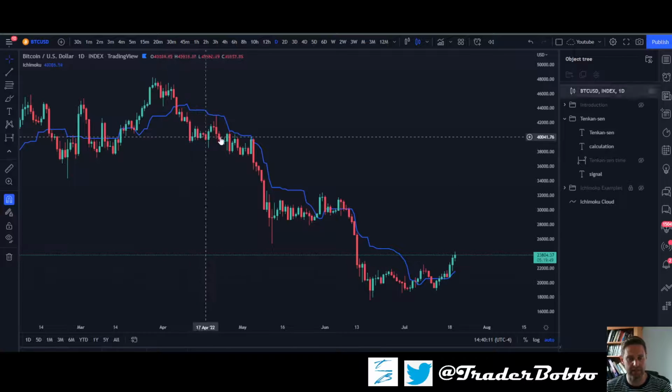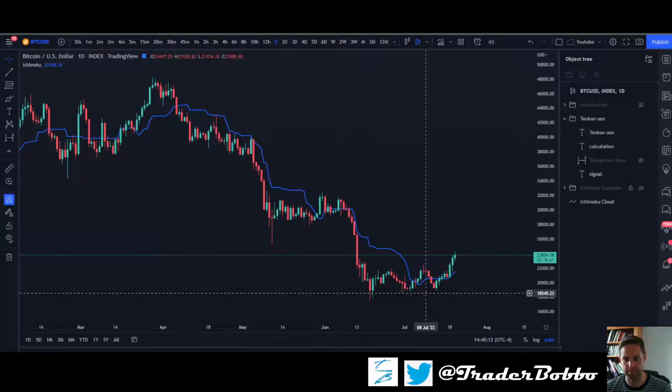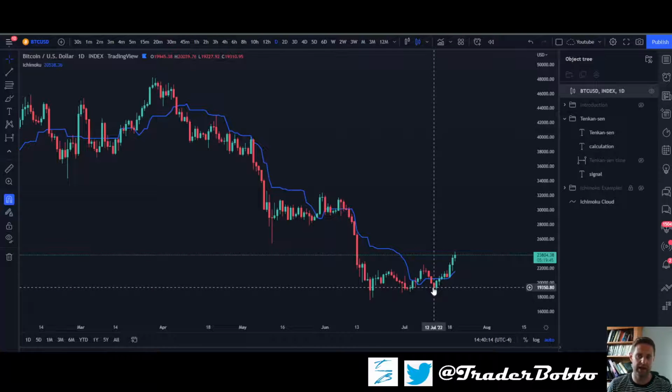So that's the Tenkan-sen. That's part 2. Next, we're going to look at the Kijun-sen. Very important, and it's very important how these lines interact with each other, which will also give you more information on a trade. So that's part 2 done.